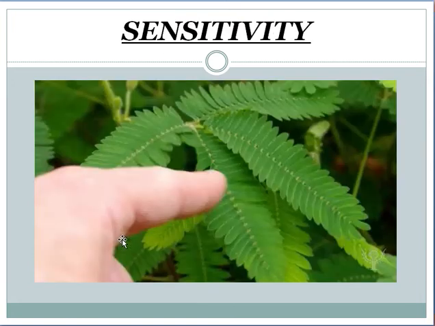Next is sensitivity. Students, living things respond or react to things which happen in their environment. When an animal realizes it is in danger, it turns for safety. You remove your hand quickly when you touch a very hot pot. The leaves of the mimosa plant close when you touch them. You can see in the picture.